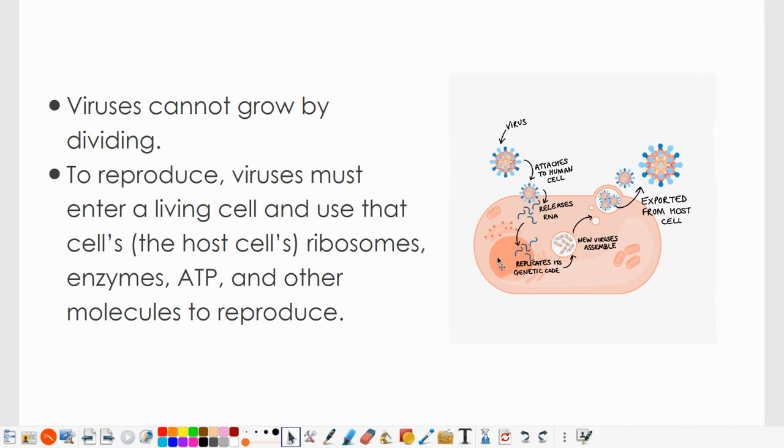It then uses the host cell's organelles to make new copies of that RNA and to assemble new viruses. So basically, the virus injects the instructions for making a new virus into the human cell. Then the human cell makes new viruses. And once they're done, they're released from the host cell, or they will then invade another cell and reproduce, and on and on. But they cannot reproduce unless they can get into a host cell.